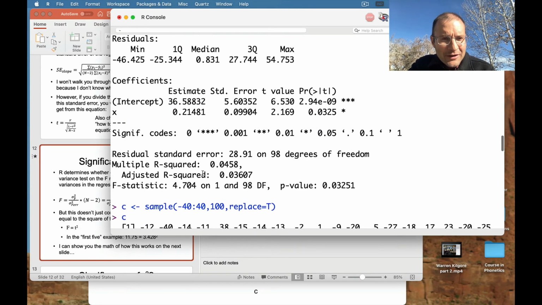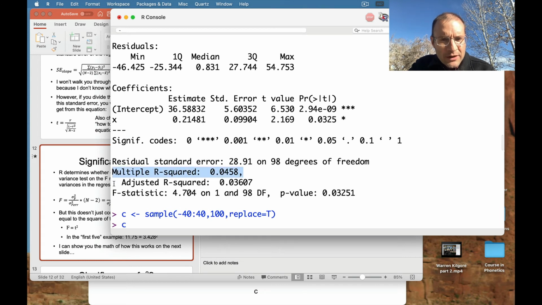Down here, we get a value of r squared, which is 0.0458, which is basically this squared. And then at the bottom it gives us this thing called an F statistic. It gives you the value of the F statistic, 2 different degrees of freedom for it, and then a p-value. What this F statistic is interpreting is whether this R squared value is significantly different from 0.